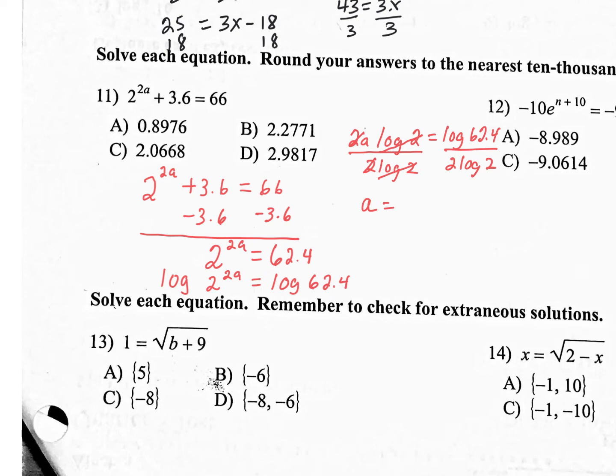So your answer will be 2.9817. And if you want to check it, it'd be 2 to the power of 2 times 2.9817, and then of course you're adding 3.6, and you will approximately get 66. You won't exactly get 66, but you'll get close to 66.